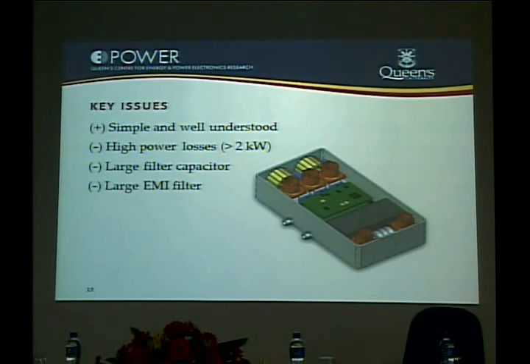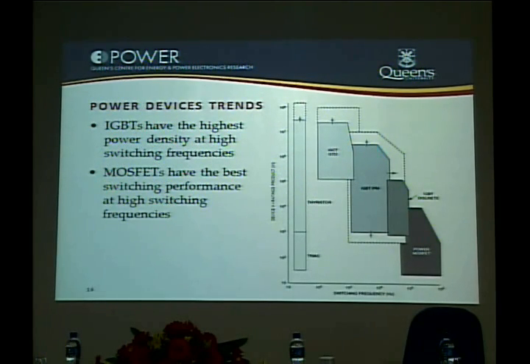This is one of the conceptual drawings here. These power losses are in the order of about 2 kilowatts, and this 2 kilowatts of power losses must be removed by the liquid cooling. Now, if we really look at this particular application, the IGBT has the highest power density, and is suitable for medium frequency. And the MOSFET has the best switching performance, but at lower power level at high frequency.